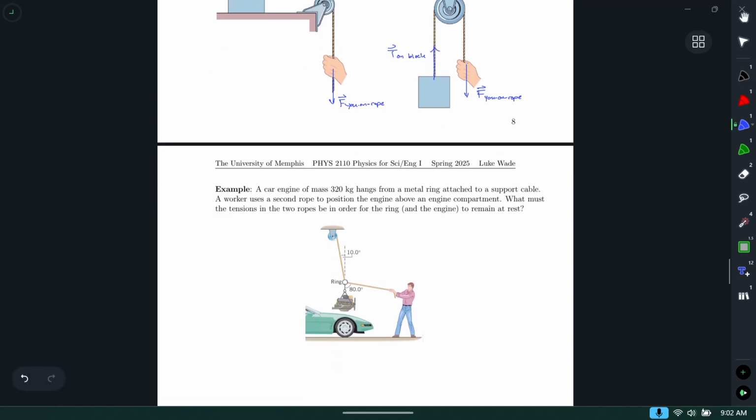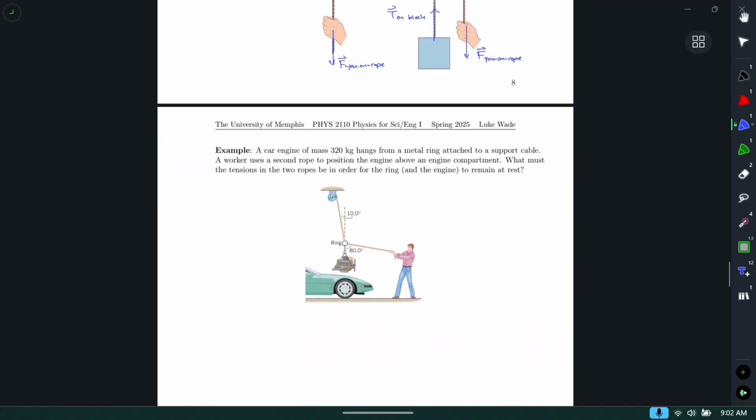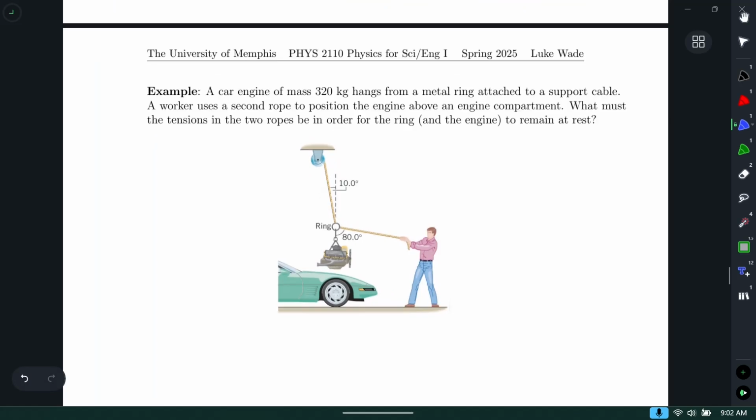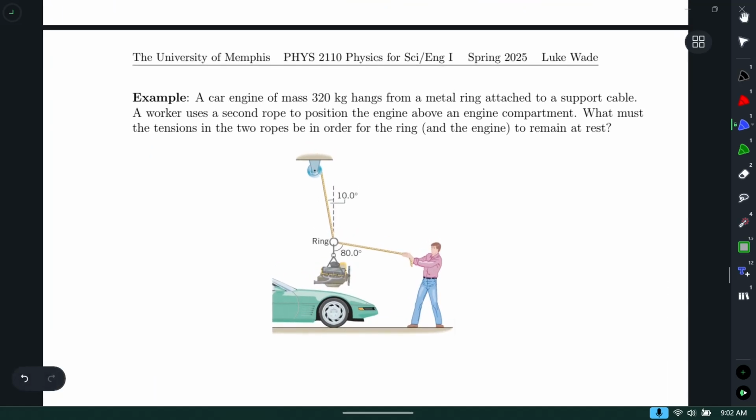So what I want you to do is, once we label these forces that are acting, I'll have you draw a free body diagram and make the table that we talked about, and then we'll proceed from there. So let's first look at what forces are acting, and then I'll hand it off to you for a little bit. So we have a car engine of a certain mass.